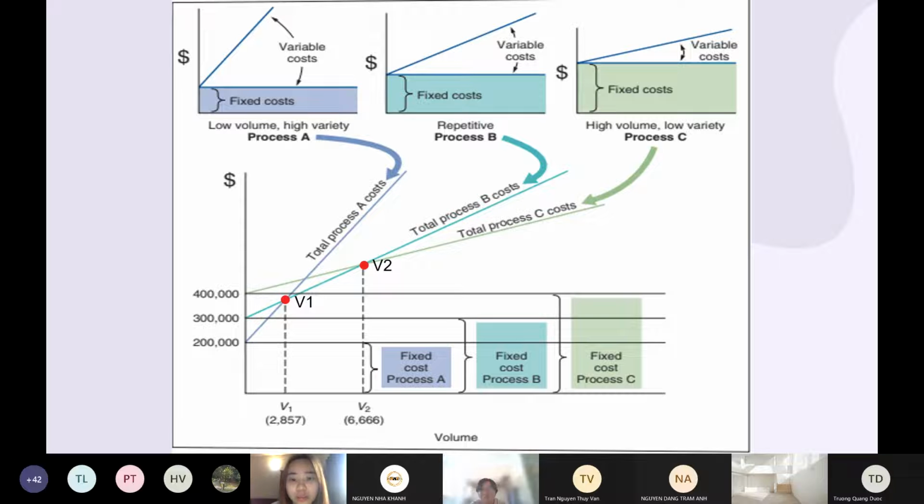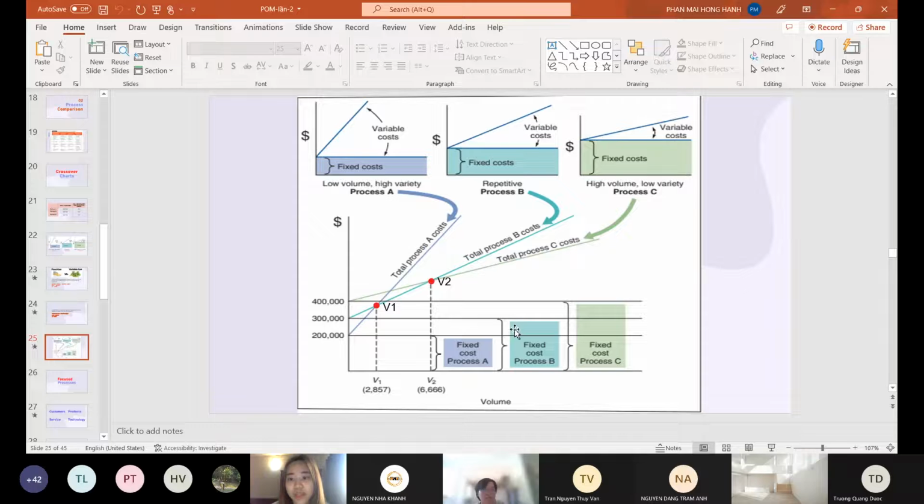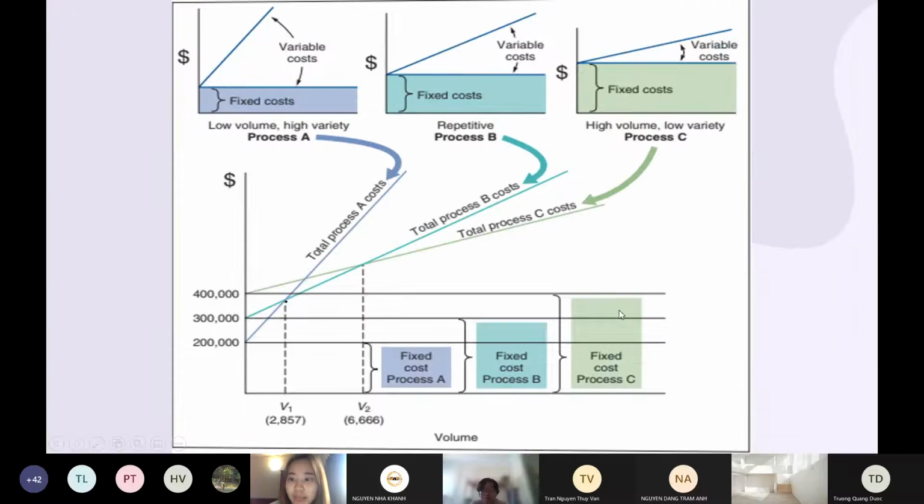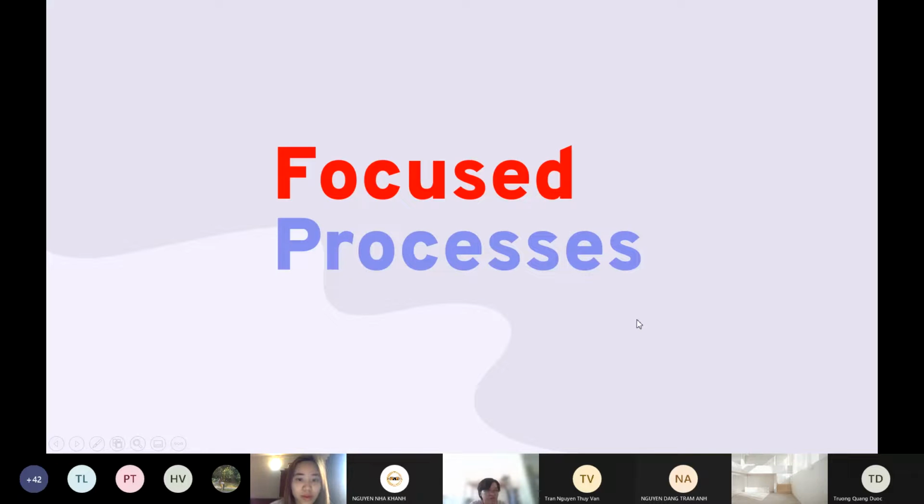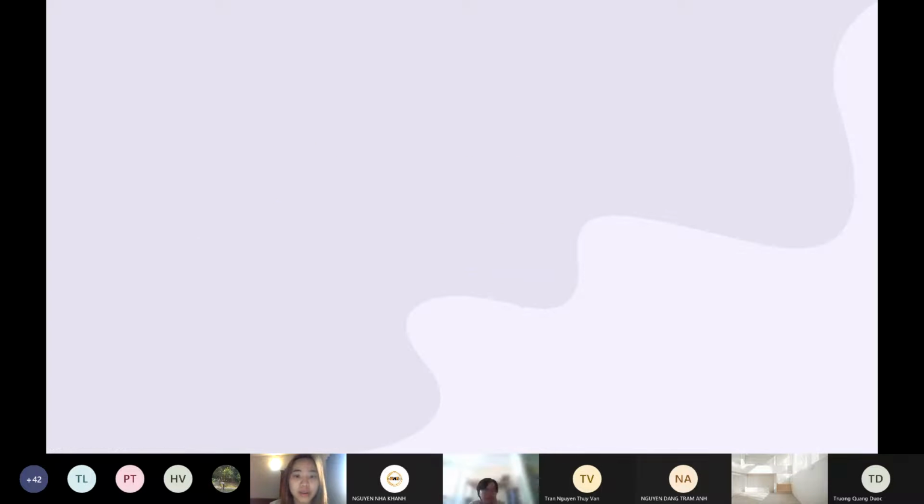With the crossover chart, the process chosen is highly dependent on the forecast volume. For this definition, it can be understood as specialization, concentration, and high efficiency. The focus can be the customer.